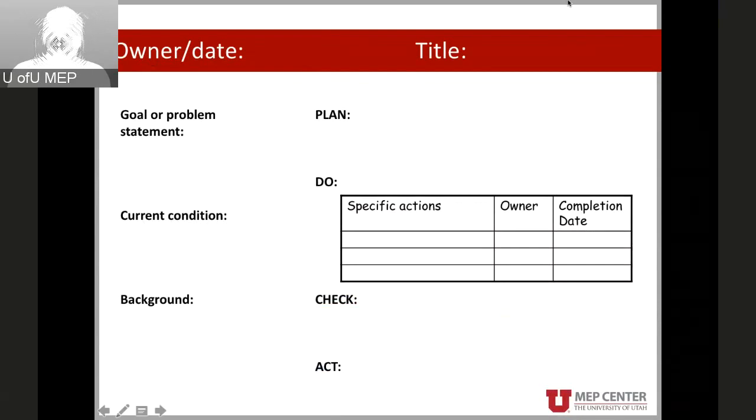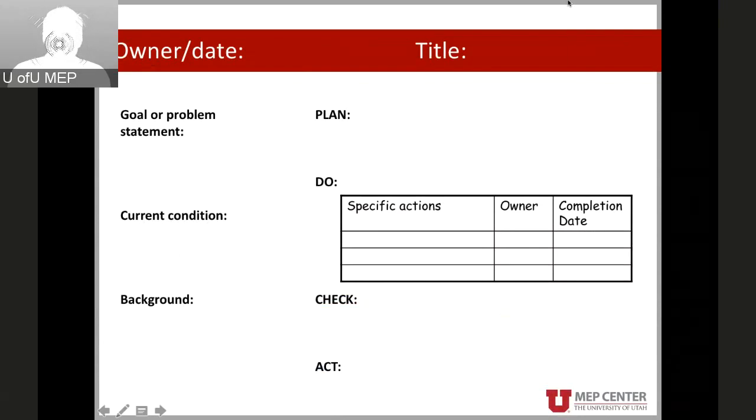So on the background, you may talk about what you've already tried. You may talk about why this matters to the company and how long the problem has been going on. Maybe this is a problem that several people have tried to solve. Maybe they've been working on it for years and it just hasn't been solved yet. Or maybe it's something that's brand new, but it's very urgent. So the left side really gives an idea of what is it? What is the problem we're talking about? Why does it matter to us? How is it impacting the company? What are the current conditions?